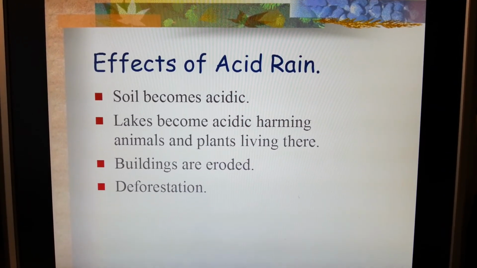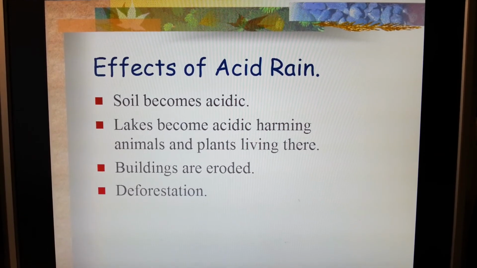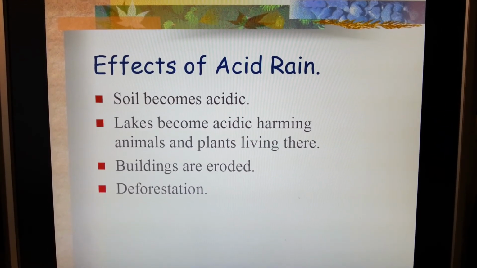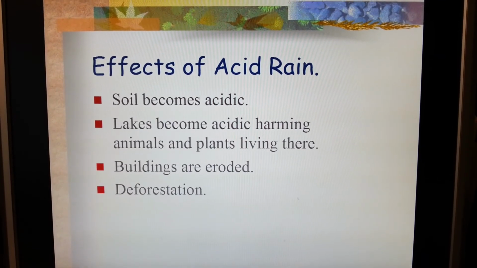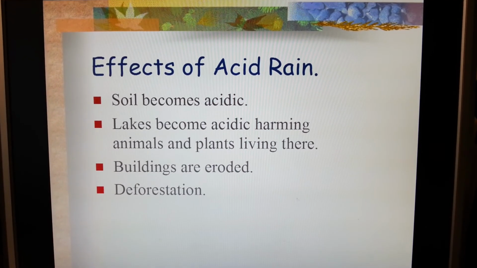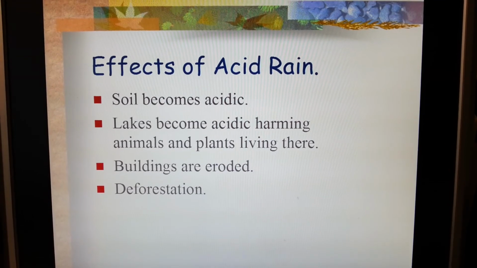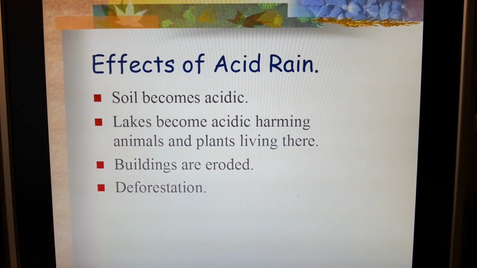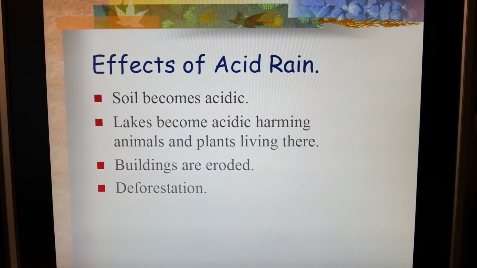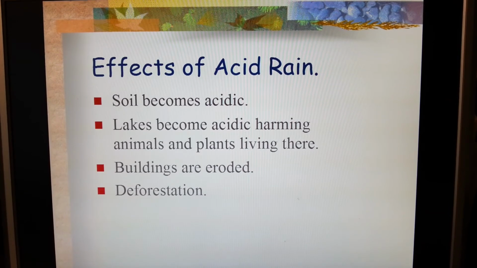Buildings are eroded. A chemical reaction happens between the stone and the acid rain, making them erode. And for deforestation, the acid rain lands on the leaves and destroys the leaves. Without the leaves, a plant can't photosynthesize to produce energy, which is where it uses sunlight to make its own food. So without the leaves, the plant will die.